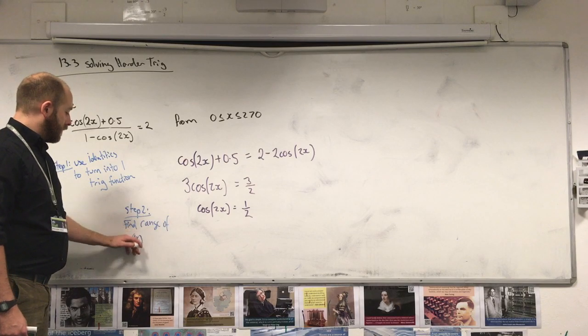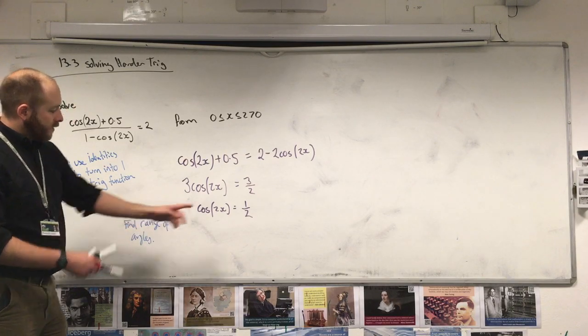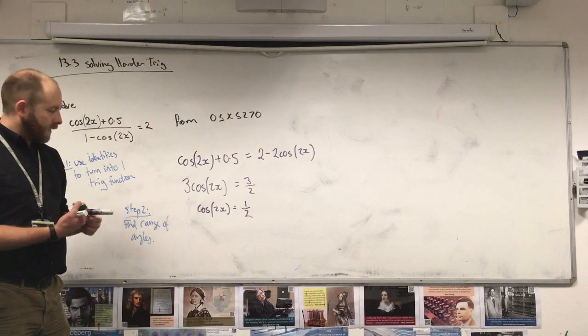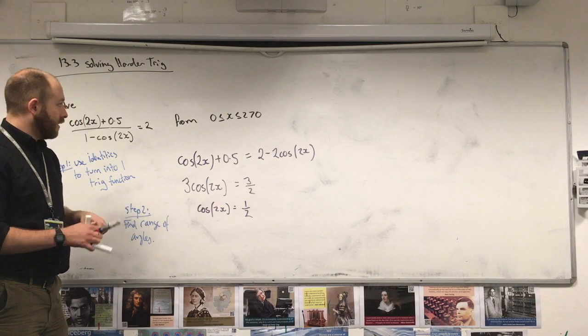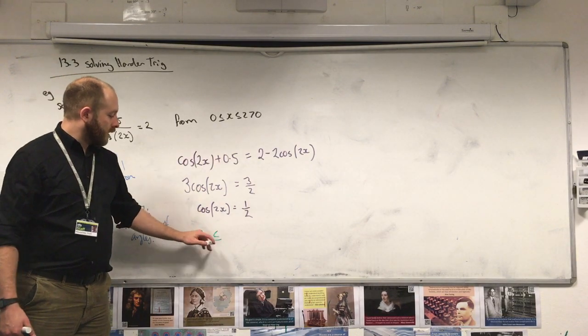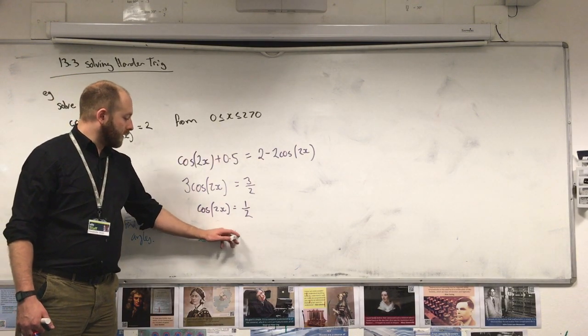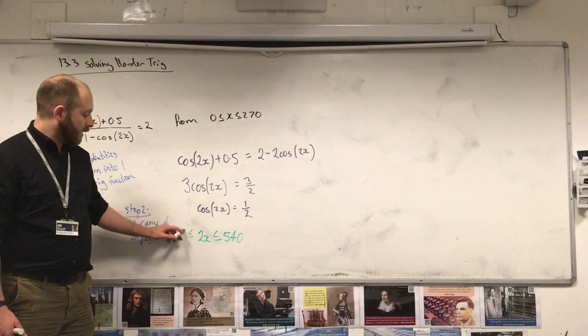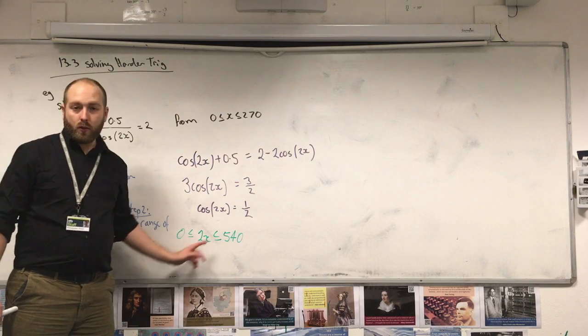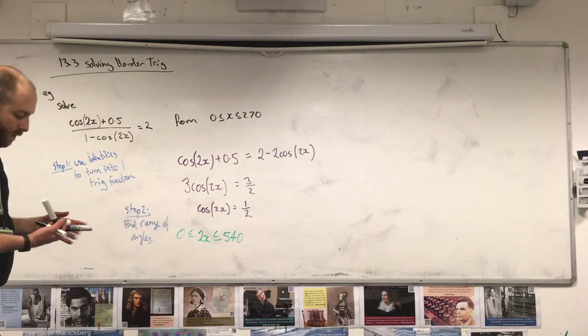of angles. So we've got 2x, our angle range is from 0 to 270. So we're going to say it's 2x, we need to times these by 2. So we're going to get 540 and 0 times 2, it's still 0. So we've got to solve this cos between 0 and 540. So there's going to be a lot of solutions for this one.